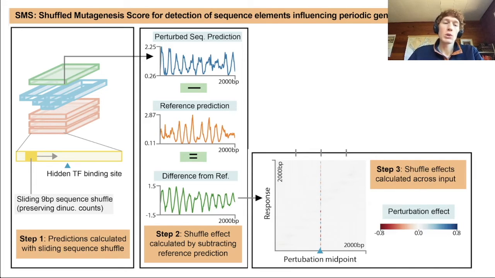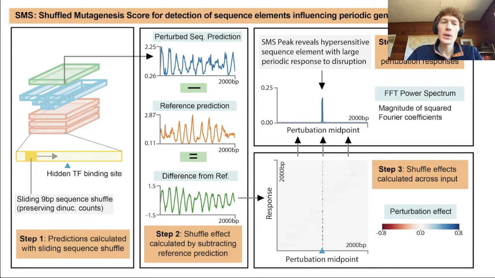And this gives us a 2D matrix of the location where the mutation was applied versus the response across the output window. We then take a Fourier transform of the effect of each position, and this gives us a readout of how widespread and how periodic the spectral energy of the mutation is in each position. So this really pinpoints locations that are having widespread extrinsic effects.